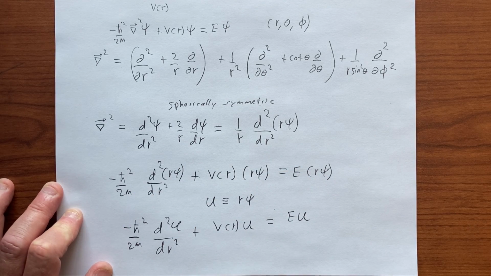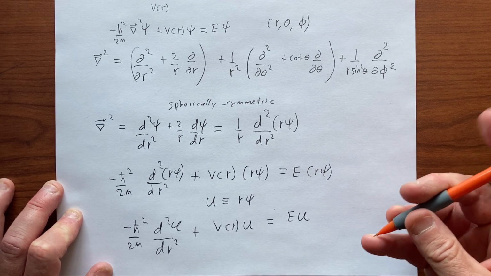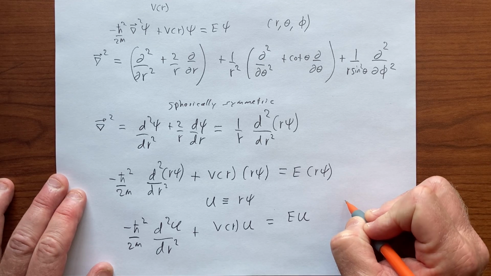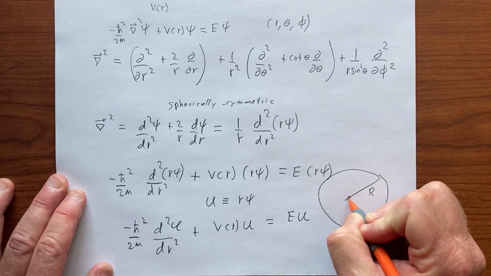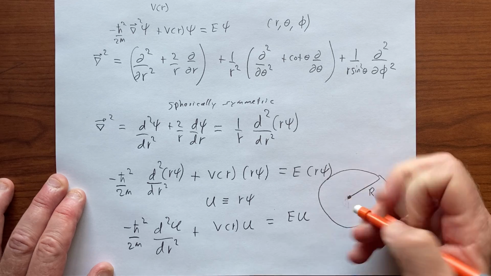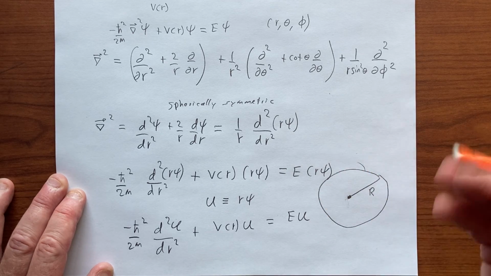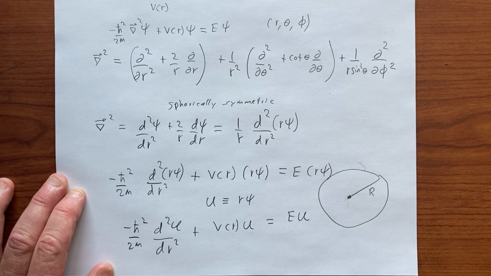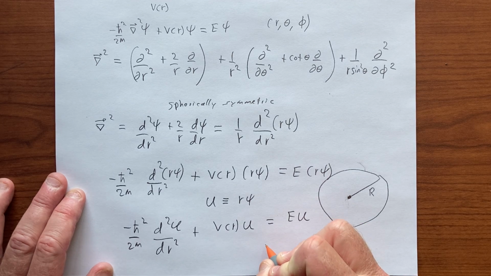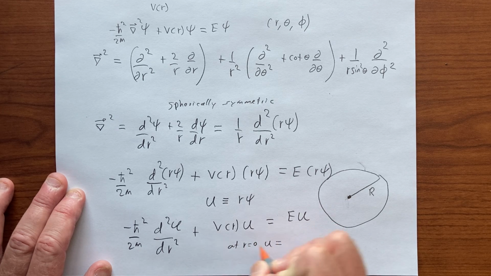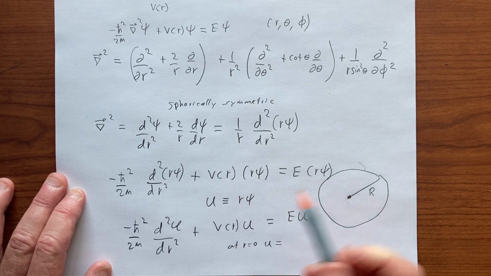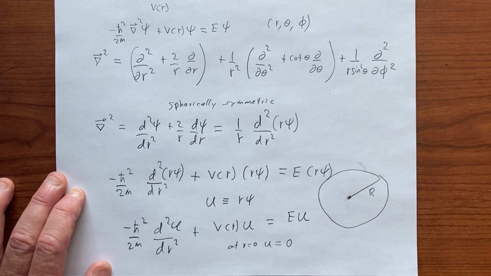on this equation. And so the next thing we're going to do is to look at a particle that is forced to live in a sphere of radius r. So here is a sphere centered at r equals 0. The particle is forced to live inside there. And so we know that the u function, at r equals 0, u is 0 times the wave function, so that has to be 0.